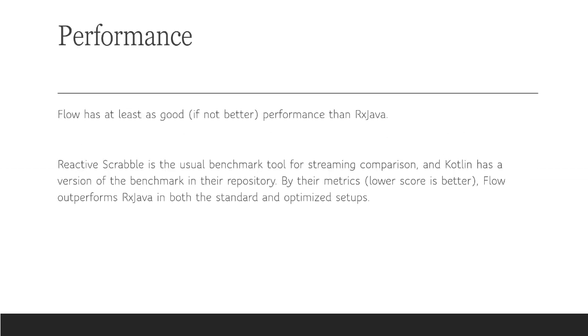Okay. So if you go for performance, Flow has at least better performance than RxJava. Because of that we can use it, if you have to take care of memory leaks and other situations that arise in your program. ReactiveStreams is used as a benchmark tool for streaming comparisons. Kotlin has a version of the benchmark in their repositories. By the metrics, the lower score is better. So that means Flow outperforms RxJava in both standard and optimized setups.